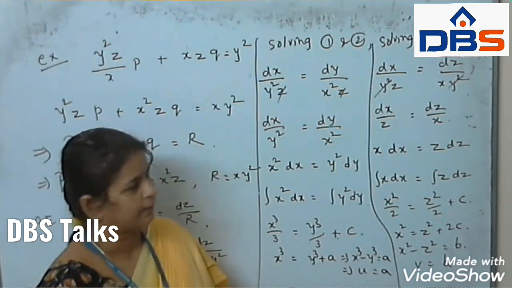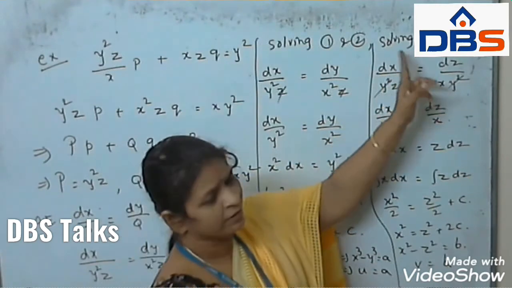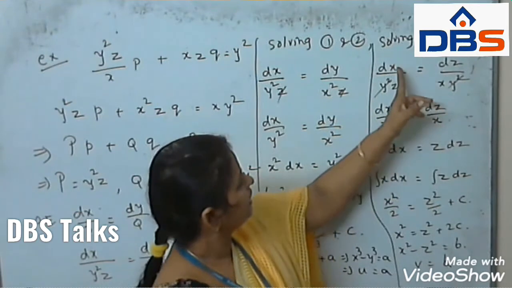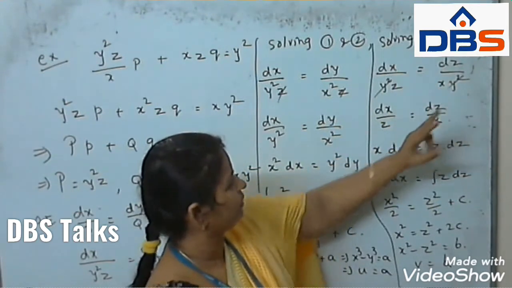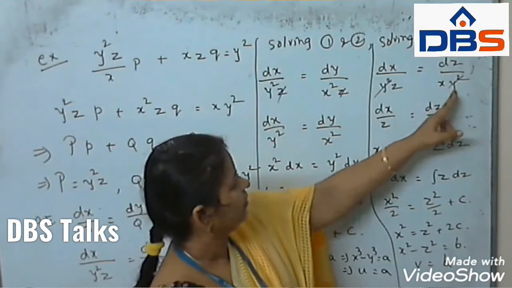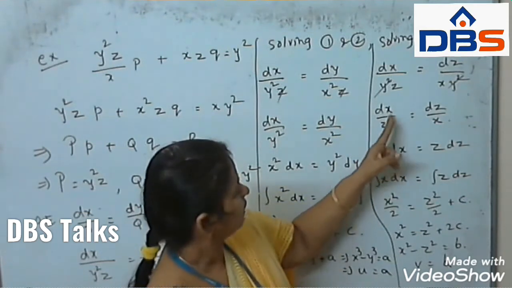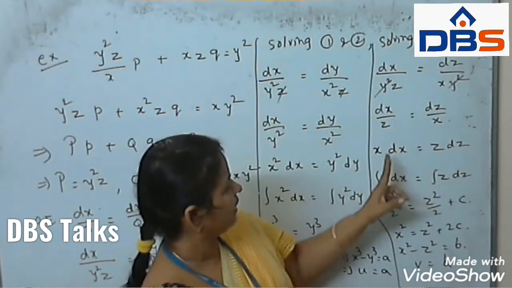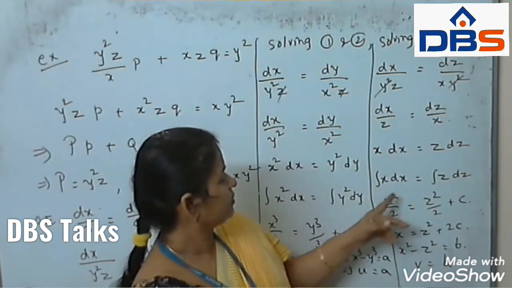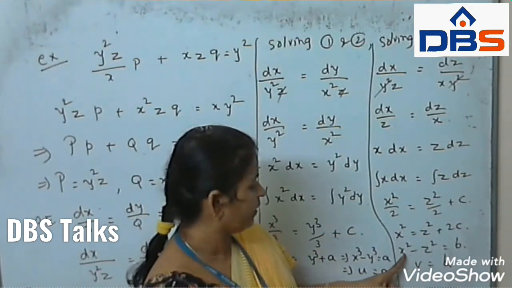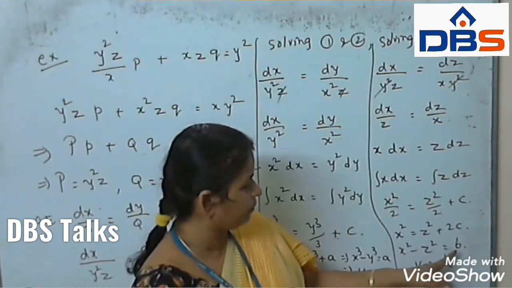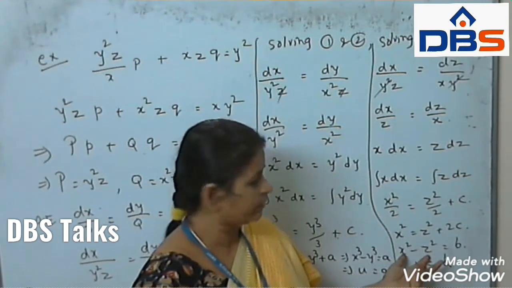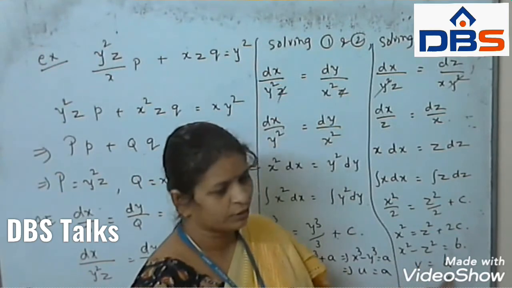U equal to a. In the same manner, if you consider the ratios 1 and 3, dx by y square z equal to dz by xy square. So by cancelling x and y square on both sides, we got dx by z equal to dz by x. By cross multiplication, x dx equal to z dz. So by integrating this, we got the function x square minus z square equal to b. So let us name x square minus z square as v, so v equal to b.